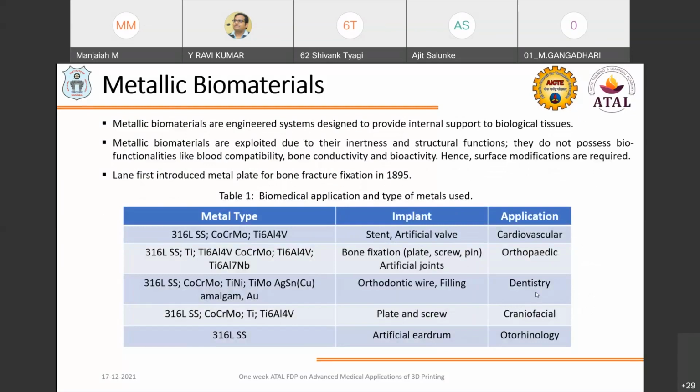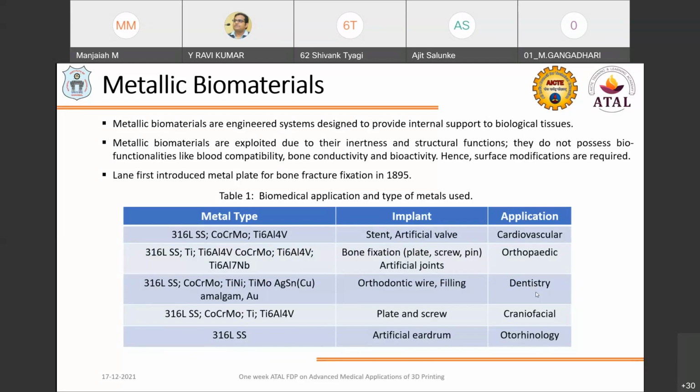With respect to biomaterials, what kind of metallic materials? The metallic materials are engineered systems designed to provide internal support to the biological tissues, or the fractured bones, like the fibula bone, or any kind of fractured parts in the human body. The metallic biomaterials are exploited due to their inertness as well as their structural functions. They do not possess any biofunctionalities like blood compatibility, bone conductivity, or bioactivity. Surface modifications are required once the implants are manufactured with a conventional process or with the metal 3D printing process.